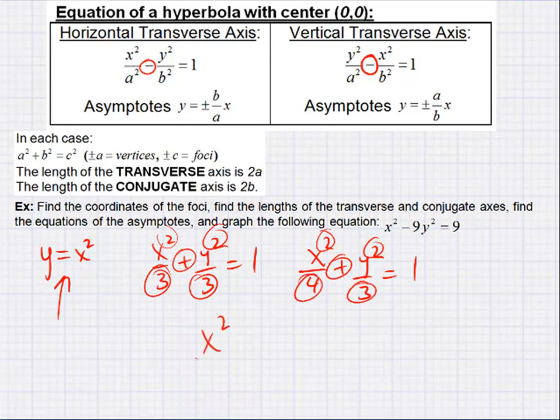And if I said x squared over 4 minus y squared over 3 equals 1, you'd have to tell me hyperbola. Why? Both are squared. There's a difference between them. Whether these two numbers are different or not really doesn't matter.